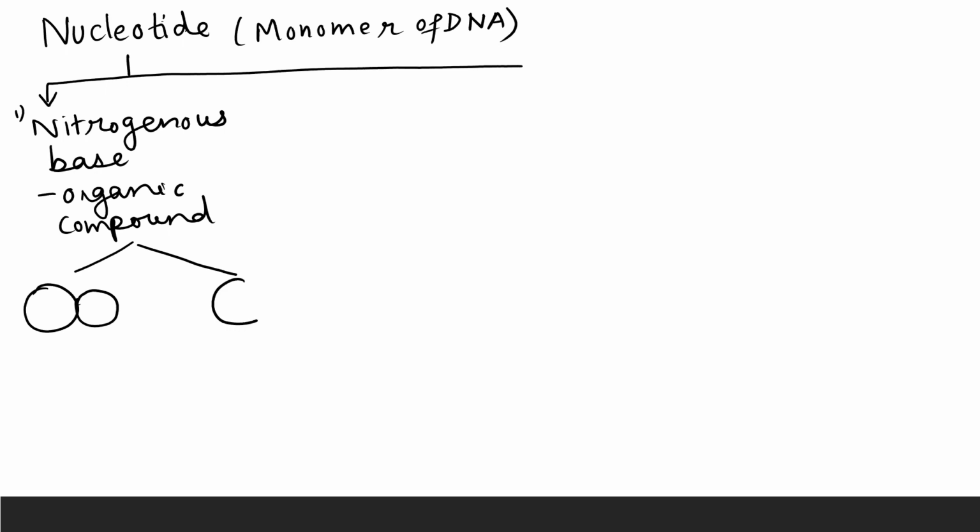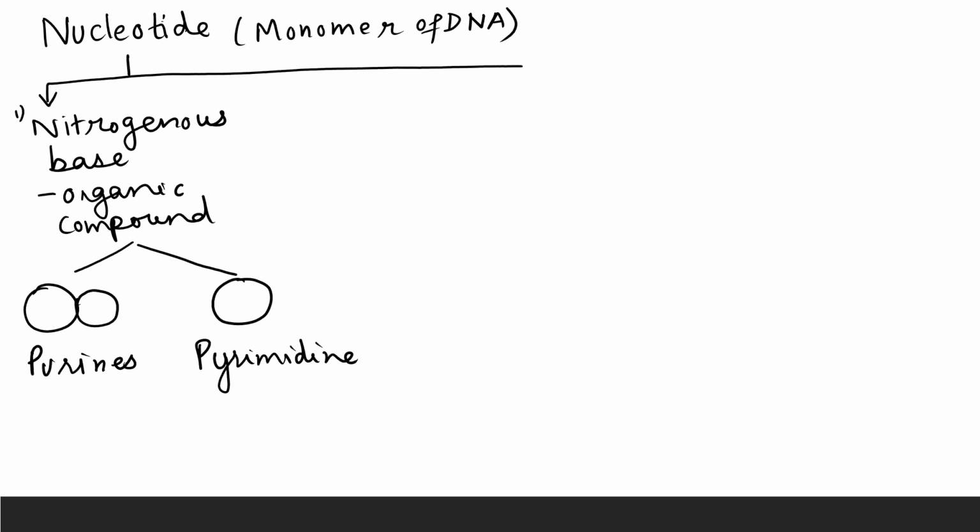So if it is a carbon nitrogen one ring, it is known as pyrimidine. If it is made up of carbon nitrogen two rings, then it is known as purines, right? So I have made two rings, so it is known as purines. And if it is made up of one ring, it is known as pyrimidine, right?